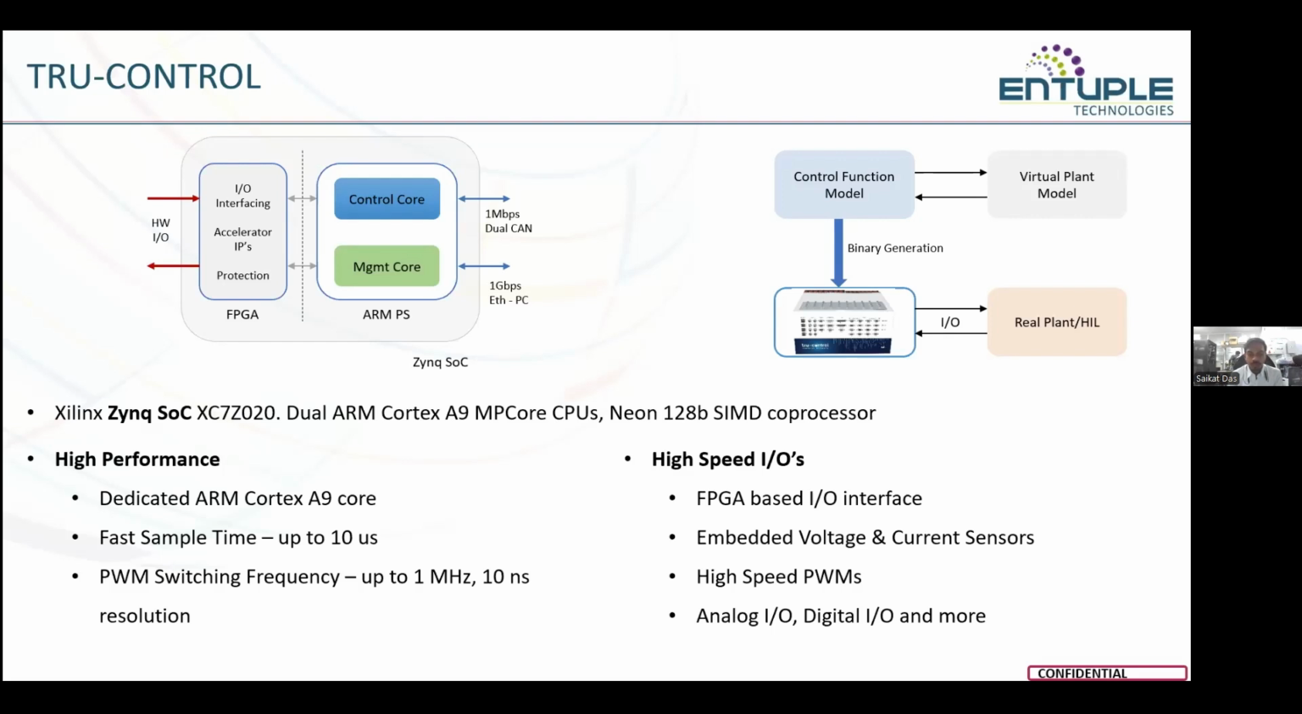Now those IOs we are talking about are high speed IOs. Those IOs are generally embedded voltage and current sensors. Then high speed analog input and analog output channels, and ready to use PWM ports. If you want to run any converters, we can generate 5 volt PWM pulses or 15 volt PWM pulses directly from our controller, and I can give those pulses directly to any converter.